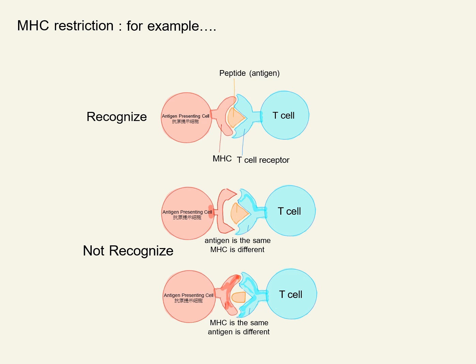Consider an example when MHC restriction does not occur. Even if the antigens are compatible, when the MHC is different, T cells cannot recognize the antigen. Therefore, immune responses do not occur. Also, when the MHC is compatible but the antigens are different, T cells cannot recognize it. Therefore, immune reaction does not occur.